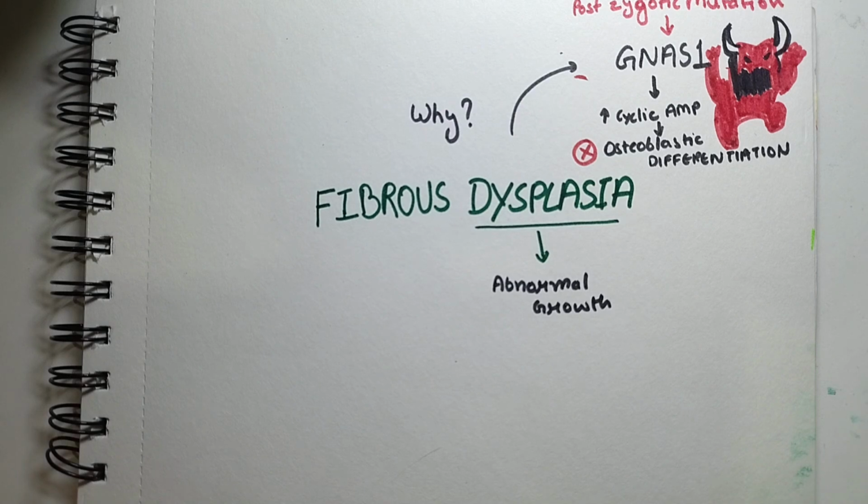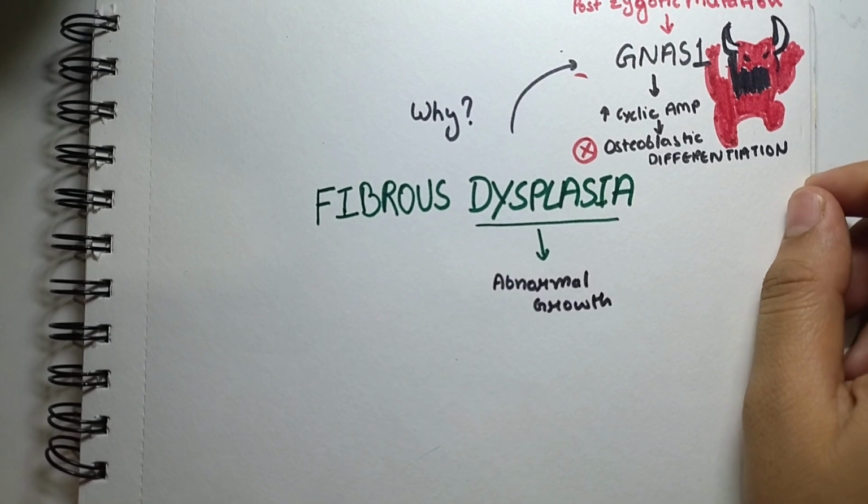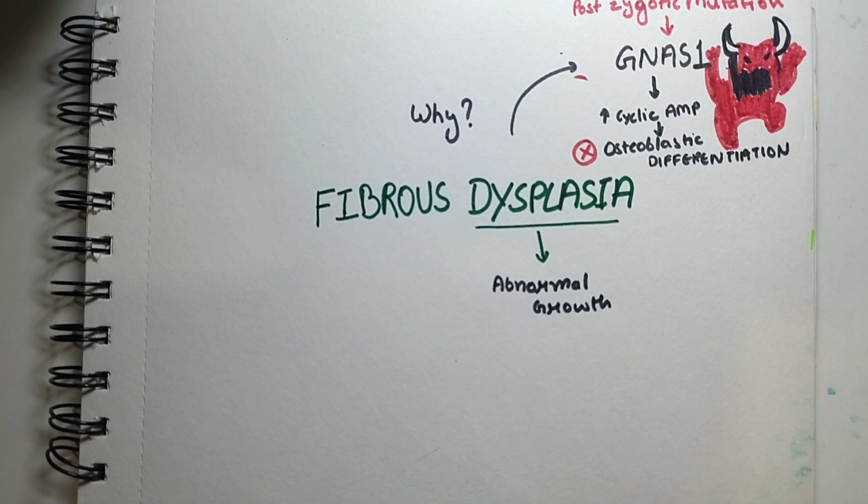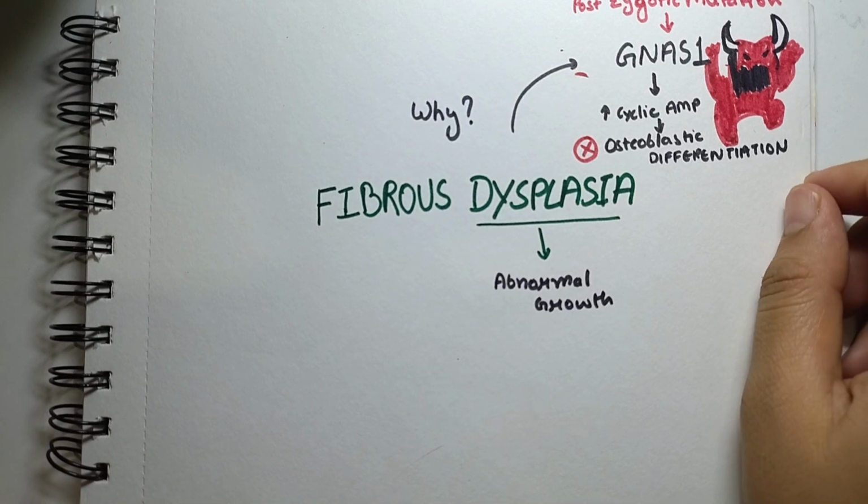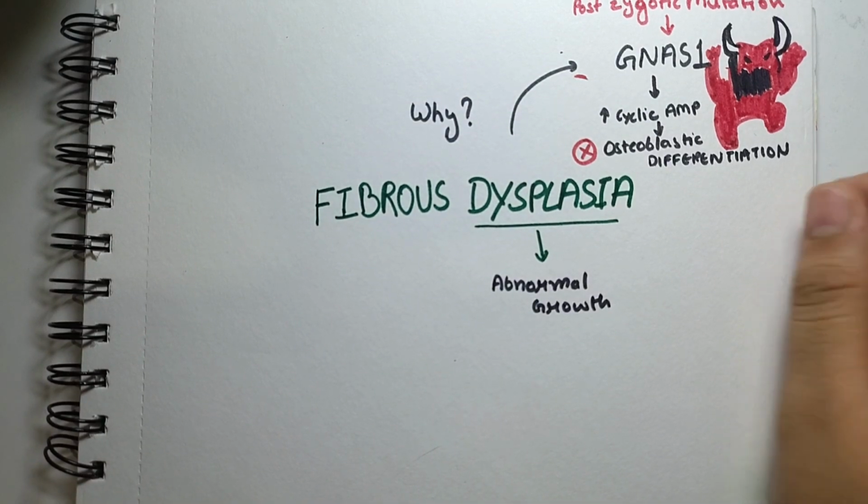So, what happens instead of the normal bone formation? There is a deposition of woven bone instead of lamellar bone. It's a weaker bone, plus, there is also fibrous connective tissue depositing.